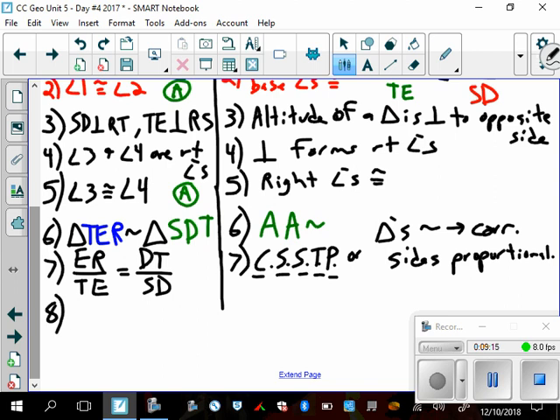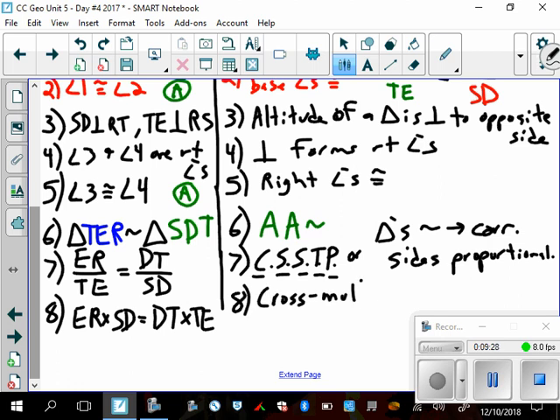And then number 8 is my proof. ER times SD equals DT times TE. And I would accept cross multiply. Some people write the product of the means equals the product of the extremes. That's as hard as a proof can be. I'd like to reiterate this is probably the 6-pointer with different letters. But proofs always end with the triangles are similar, angle-angle similarity, a proportion, CSSTP, or they end with cross multiply.